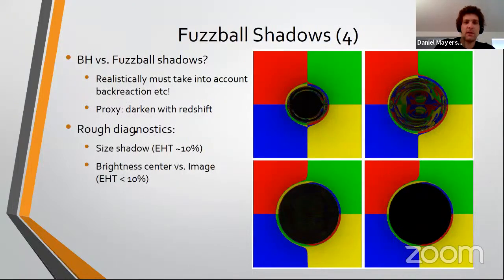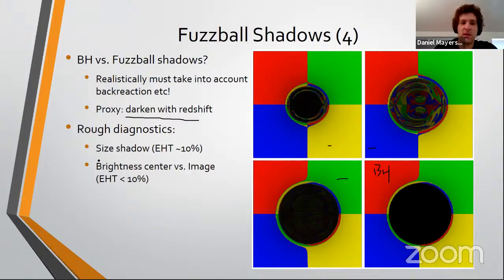Now let me very briefly say this before moving on to the last slide on fuzzball shadows. You can take this four-color screen and darken it. Realistically, we would want to do the actual back reaction calculation to study what I was just talking about, this whole process of absorbing and re-emitting photons. But as a proxy, we can darken the four-color screen according to the redshift that I showed you before. So this is what we've done here. These three panels here are all microstates, and this here is a picture of an actual black hole, a Kerr-Newman black hole. And so you can compare various aspects of these microstates to the black hole.